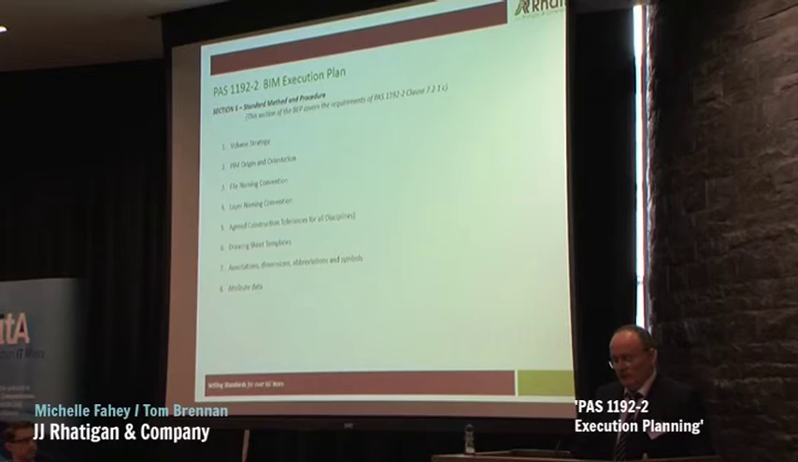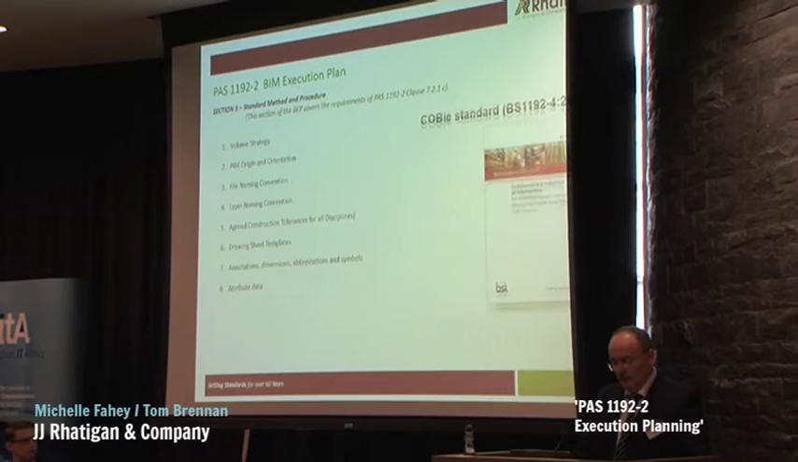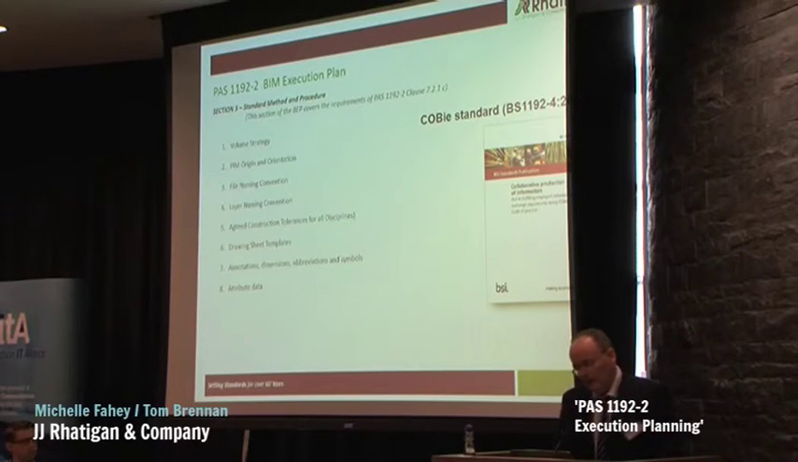We move on then to Section 5 of the BEP plan. This deals with standards, methods and procedures in relation to clause 721C. In here we deal with volume strategy, the PIM, project information model, origin and orientation, the file naming convention, the layer naming convention, agreed construction tolerances for all the disciplines, the drawing sheet templates, annotations, dimensions, abbreviations and symbols, and the attribute data. So all this then is done in compliance with COBE, which is a standard BS 1192 Part 4.